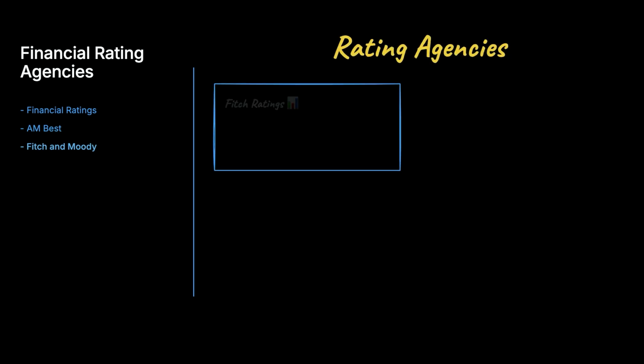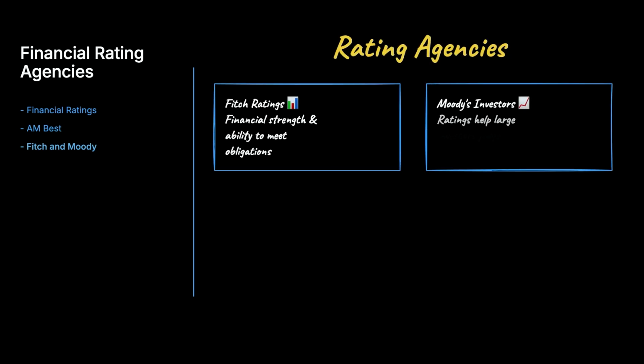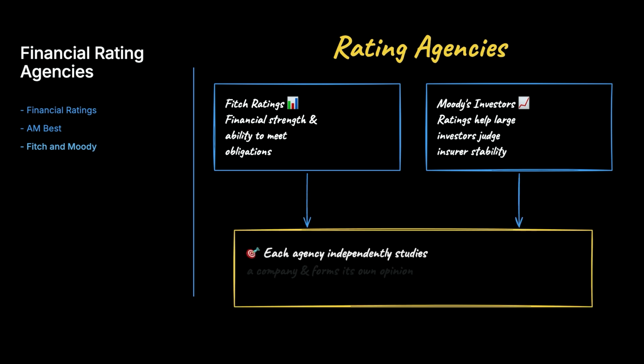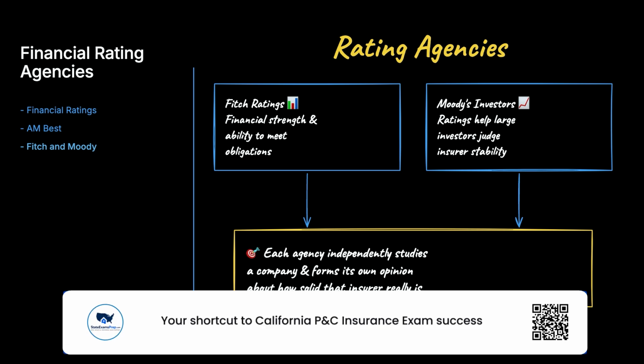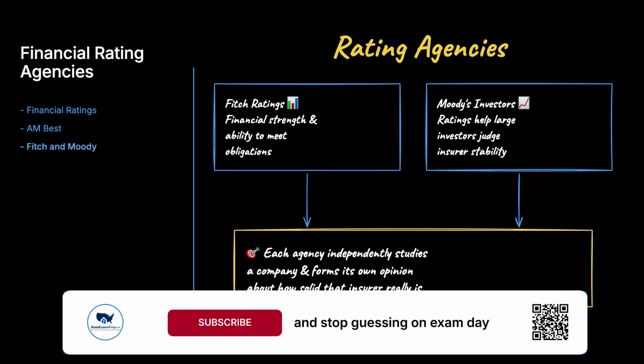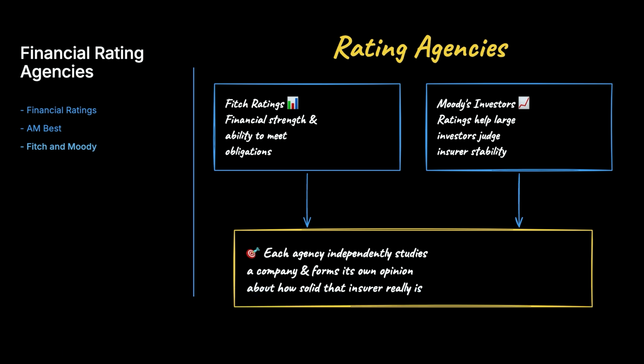Three more global agencies round out the group, and you should know them by name. Fitch Ratings evaluates an insurer's financial strength and ability to meet policy obligations. Moody's Investors Service assigns financial strength ratings that help large investors judge stability. Each one independently studies a company and forms its own opinion about how solid that insurer really is.